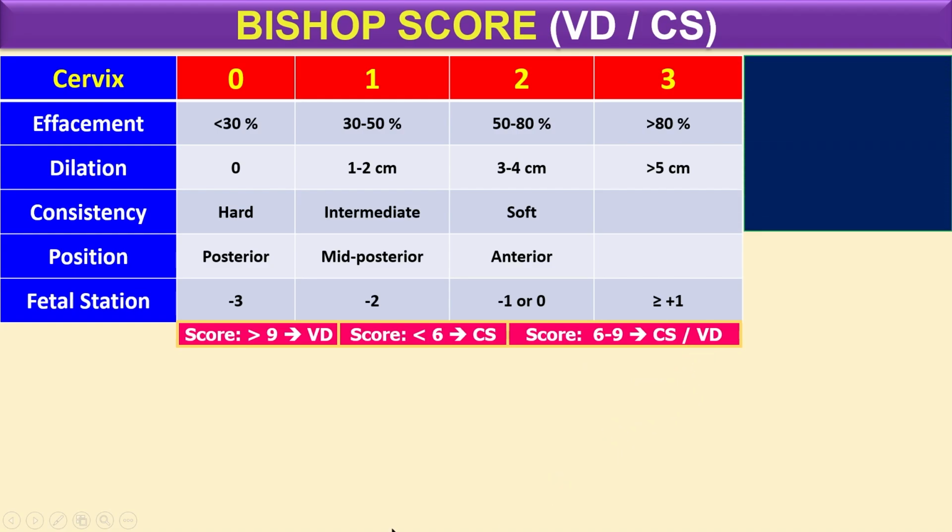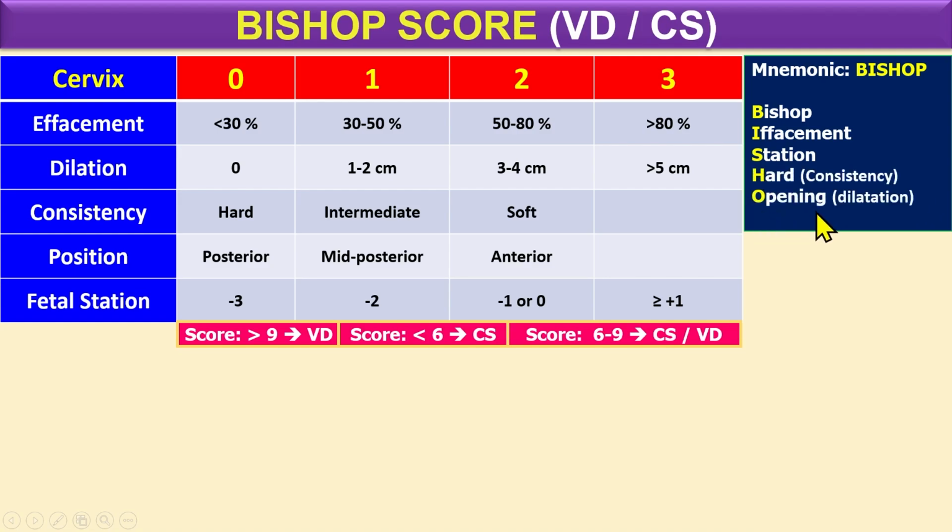Okay, and for the mnemonic, Bishop itself is a mnemonic. B represents Bishop, I effacement, okay, and S station, and H hard meaning consistency, O represents opening meaning dilation, and P position. So 5 components. Okay, so you can recall it by this mnemonic.